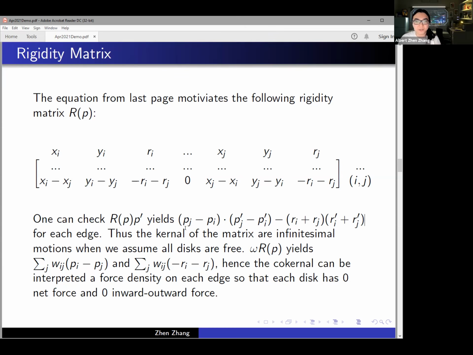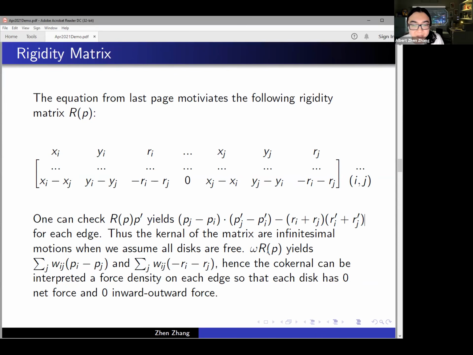So if you take the dimension of the kernel, if it's a triangular packing, the dimension of the kernel will be the number of boundary vertices plus 3. And the 3 dimensions come from rigid motions. And the number of boundary vertices defines the degrees of freedom for non-trivial motions.